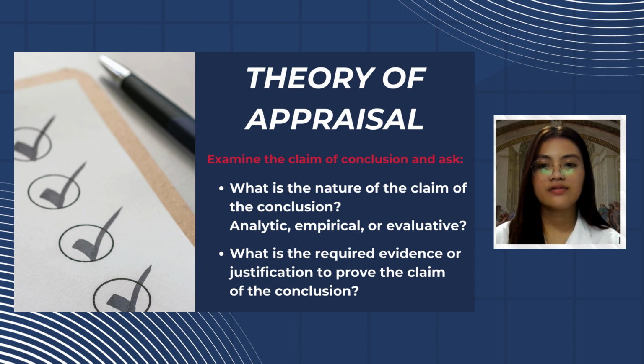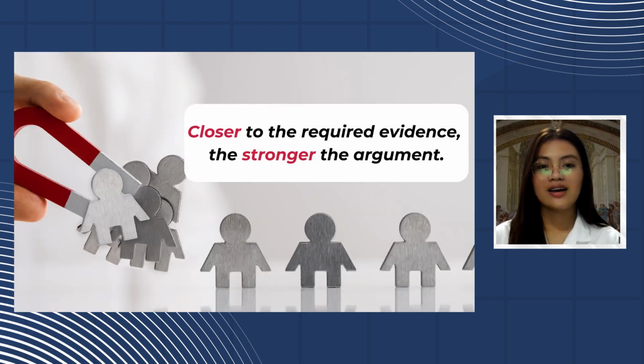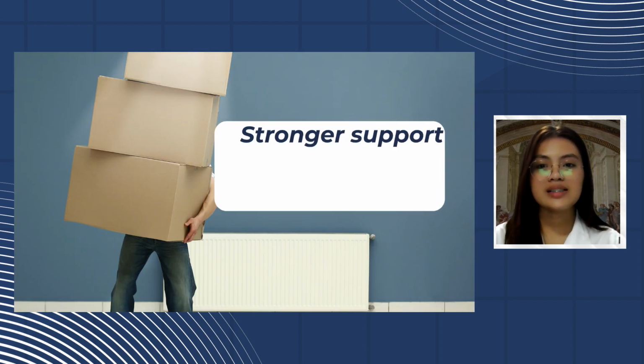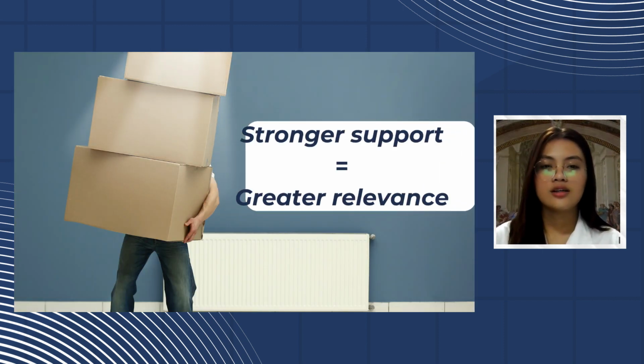It means that the closer the evidence offered is to the required evidence, the stronger the argument. Next, to answer the question of how to determine whether a premise is relevant or not: the premise is relevant to a conclusion just in case it can verify, confirm, or justify the claim of the conclusion. So, if it has stronger support, then it means that there is greater relevance.